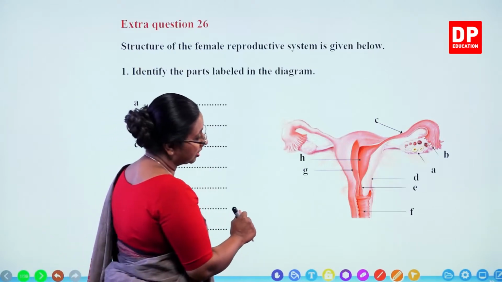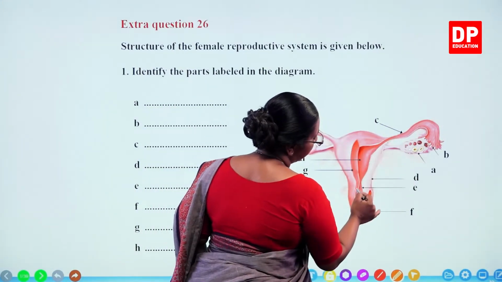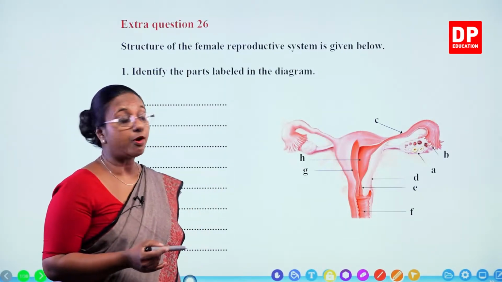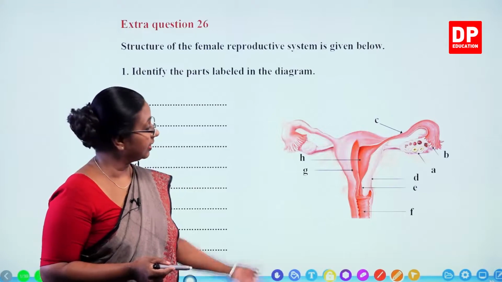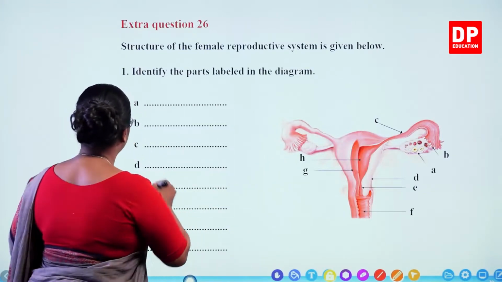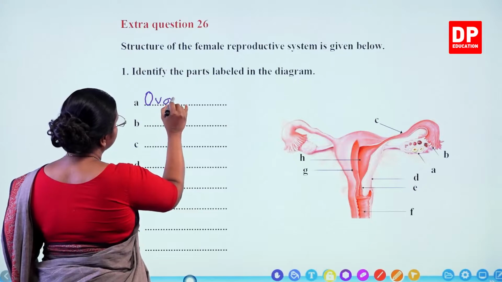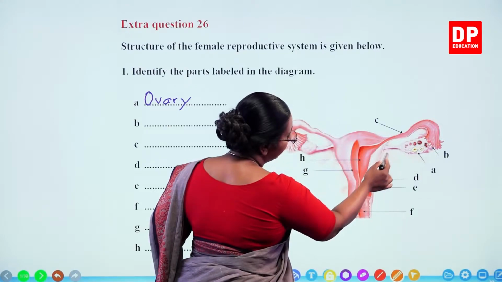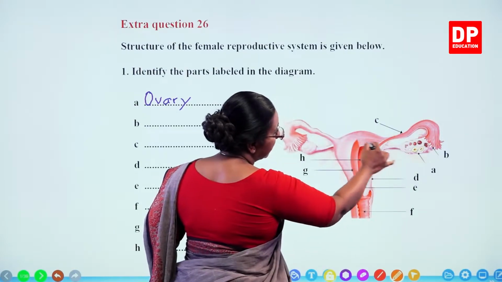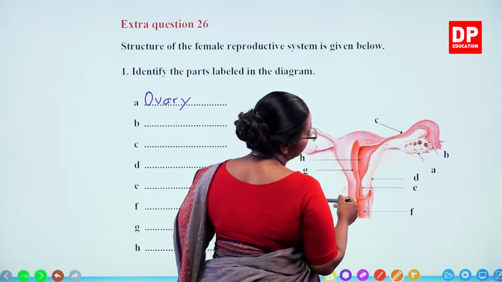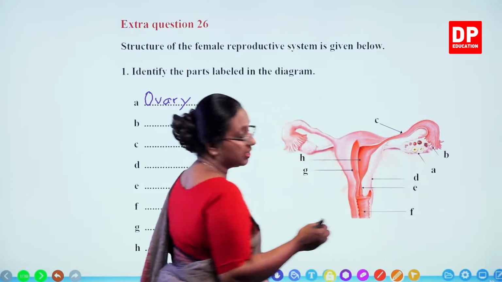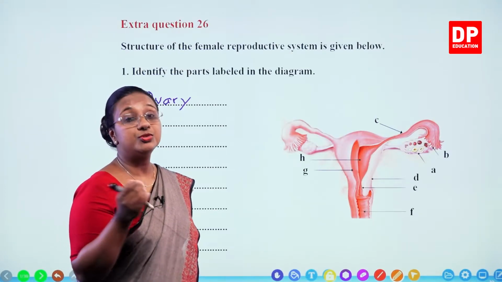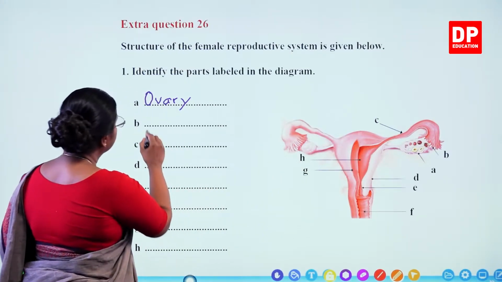We will start from structure A. The first structure, structure A, with the different stages of developing follicles as well as the primary follicle. So what is that? That is the ovary. So structure A is ovary. Then structure B, you can see here, now ovary is connected to the uterus. Then from the uterus you have the fallopian tube. The end of the fallopian tube, which is a funnel-like structure with finger-like projections. What are those? Those are the fimbria. So structure B is fimbria.